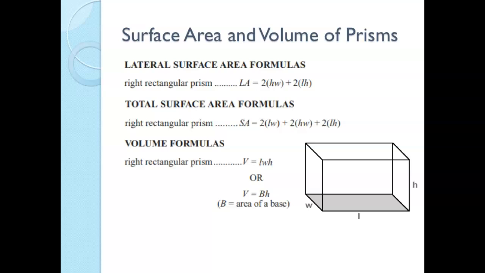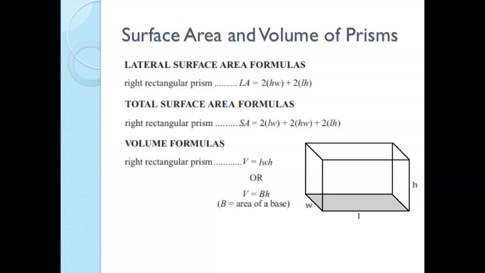Now for the total surface area, that's going to be the lateral surface area plus the areas of the top and bottom of this prism. Now the area of that would be length times width, and we have two of those. So this is really just the lateral surface area plus 2 times the length times the width. Okay, and then for the volume, this is how much space this takes up. That's going to be the length times the width times the height. Or you can also alternatively use this formula here.